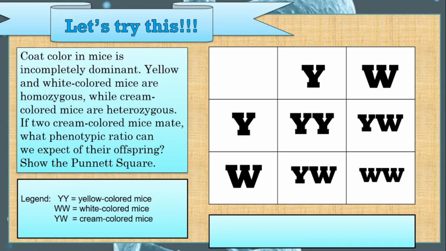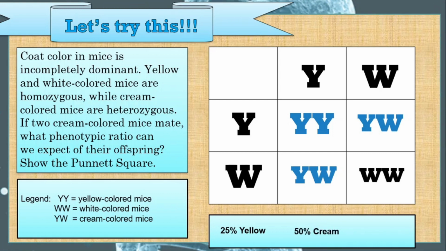Since in the Punnett square we see that there is one box that contains YY, its percentage is 25% yellow according to the legend. We also have two boxes with YW, therefore it will be 25% plus 25%, 50% cream colored mice. And the last one is one box that contains WW, which means 25% white. So if you got the correct answer, then good job.